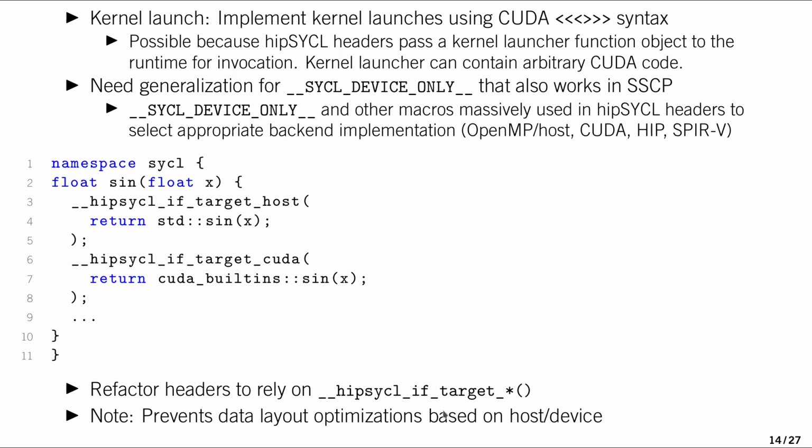target mechanism. And another thing that also turned up is that we also cannot do some data layout optimizations anymore based on host or device, because we can only detect whether we're in host or device with this if target mechanism inside the control flow. So we cannot change how classes look like, for example.